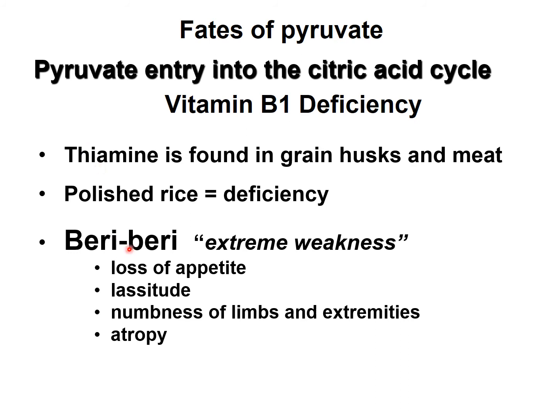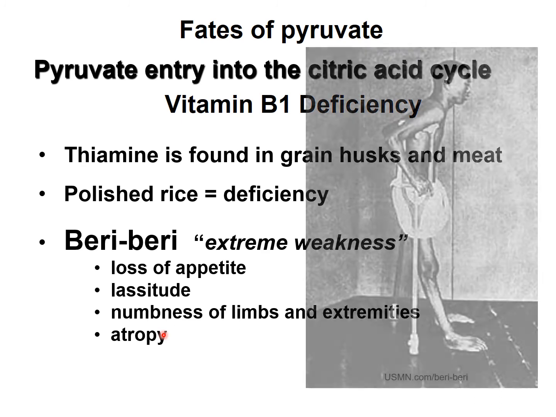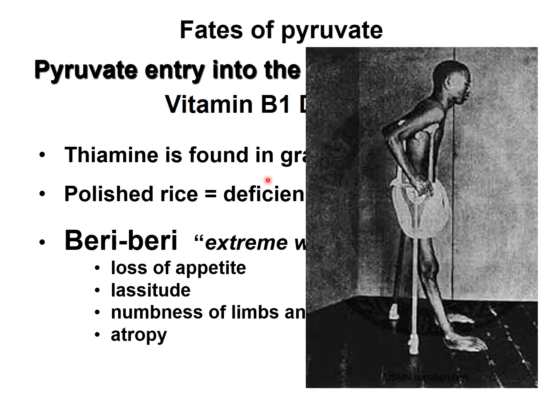And you will feel lassitude, which means extreme fatigue, numbness of limbs and extremities as your nerves are lacking in energy, and eventually atrophy or the wasting away of tissues due to the loss of movement. So, showing here is how a person with beriberi looks like. So what do you think? Are these symptoms reversible? Well, yes, with good care and good nutrients, but the permanent damage done to the organ will always be there.